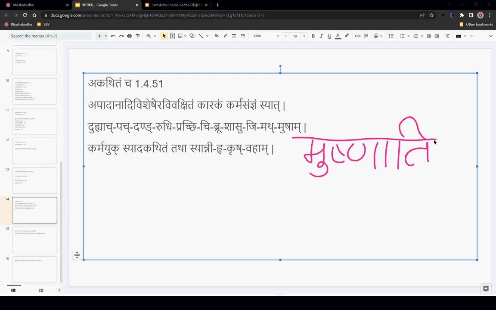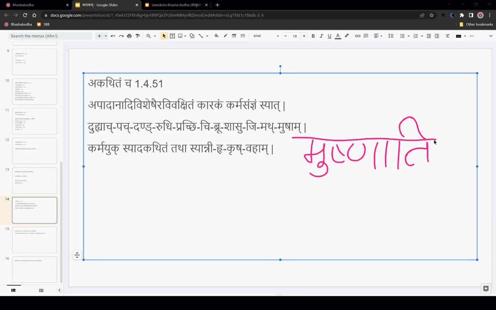Mushnati. Stealing. Robbing, stealing. Vakyam katham bhavati. This is also easy to understand, I think. So somebody is stealing. Again, who steals usually?